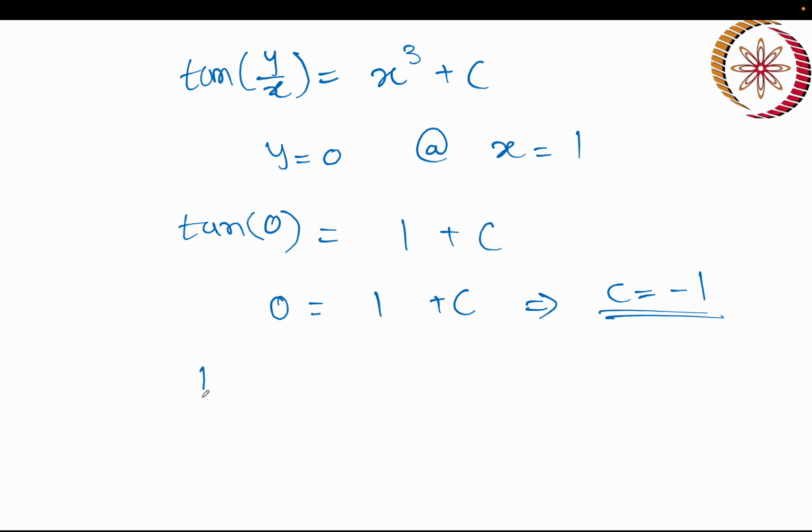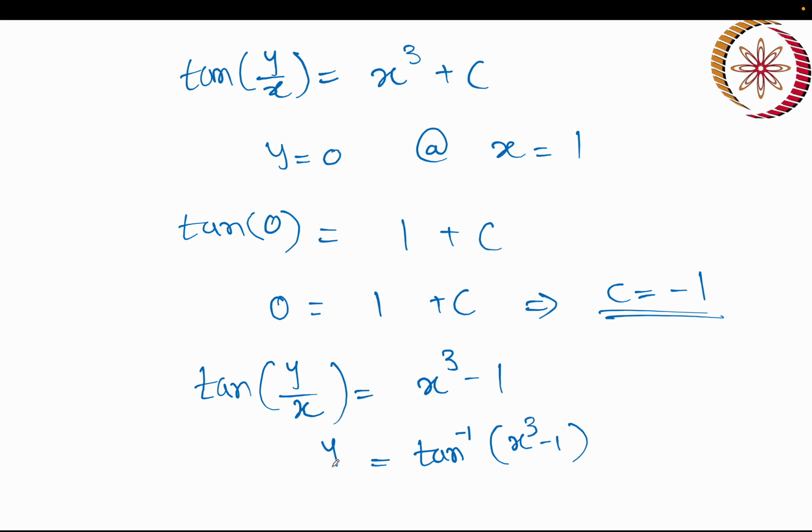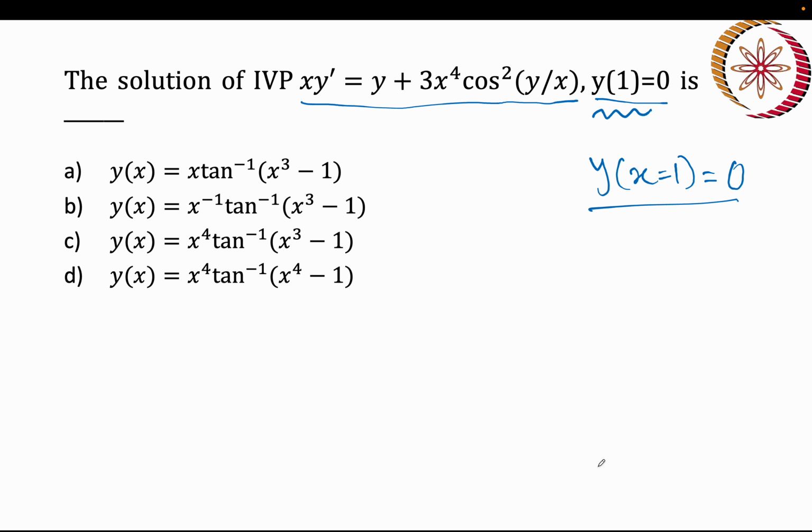If we substitute that into this equation, we get tan of y by x is equal to x cube minus 1, and we can write y by x is tan inverse of x cube minus 1. Let's multiply by x on this side. So this is the solution. This one also was straightforward: y is equal to x tan inverse of x cube minus 1. The first option matches, so this is the correct answer.